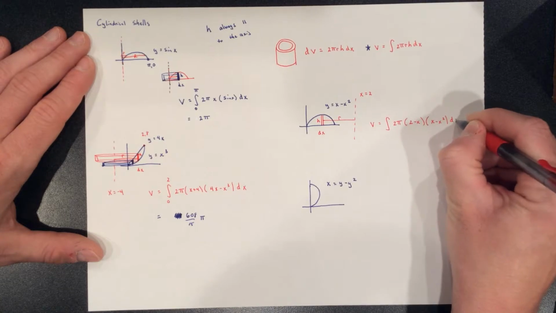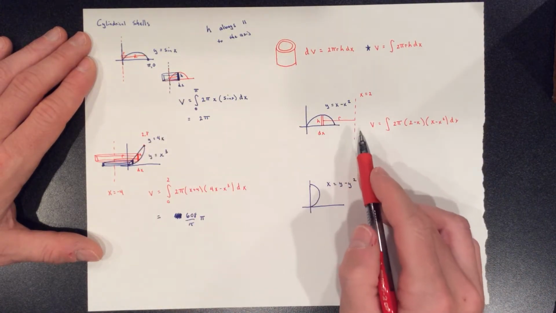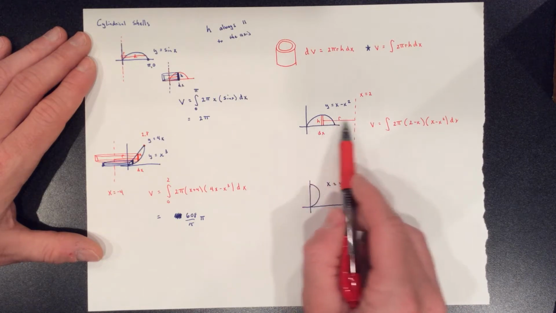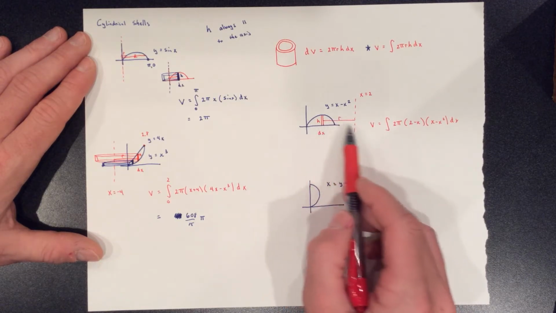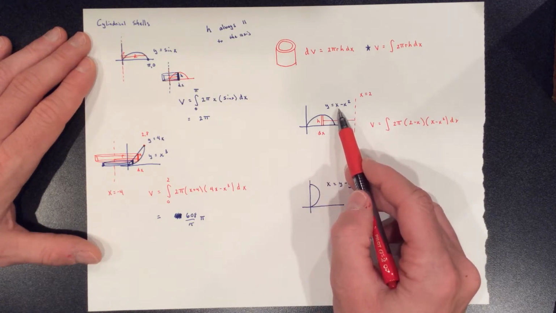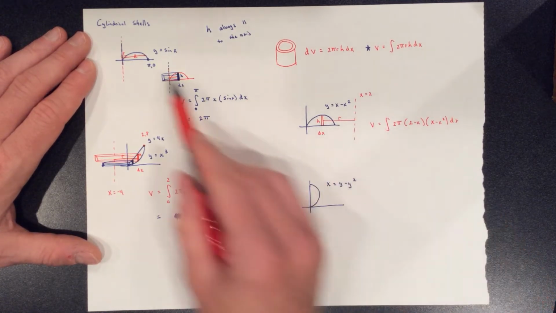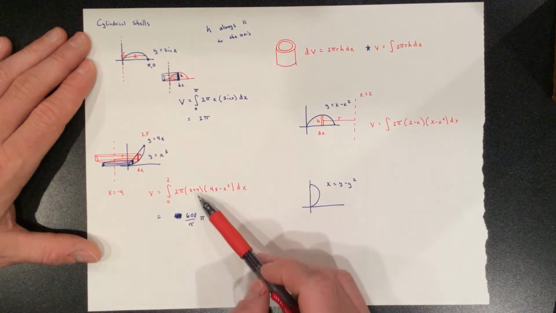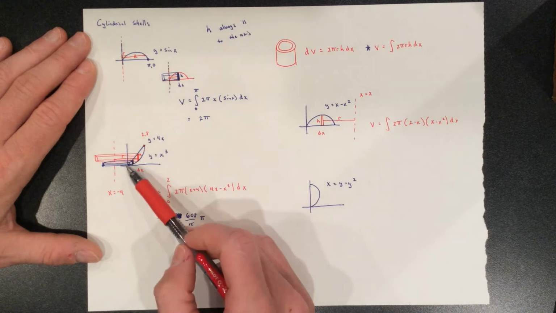This is another example, like this example, where washers would not work. If you try to do washers, you'd have to do big R, little r, and you're like, oh man, big R and little r are the same function. How do you solve this for x? Yeah, good luck with that. Can't do it. So you have to do cylindrical shells. These are two examples where you have to do shells. This is an example where I think cylindrical shells are easier, but you could have done washers.